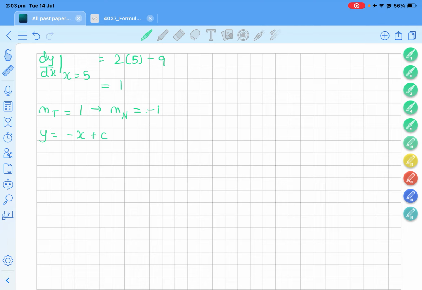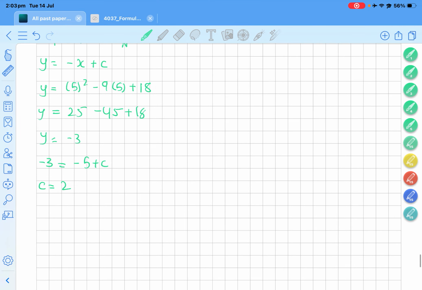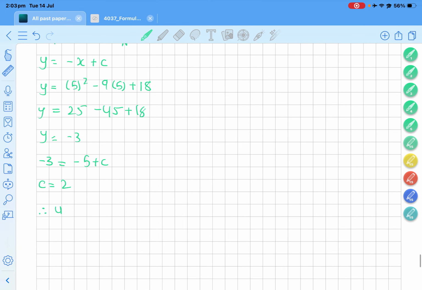Now you'll have to work out what y is at x equals to 5. That would be 5 whole square minus 9 times 5 plus 18, which is 25 minus 45 plus 18. So y is equals to minus 2. So minus 3 is equals to minus 5 plus c. So c is equals to 2. Therefore y is equals to 2 minus x.